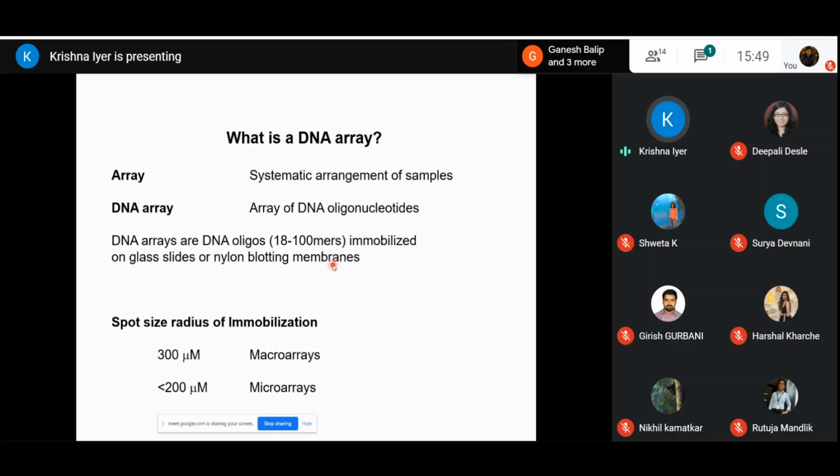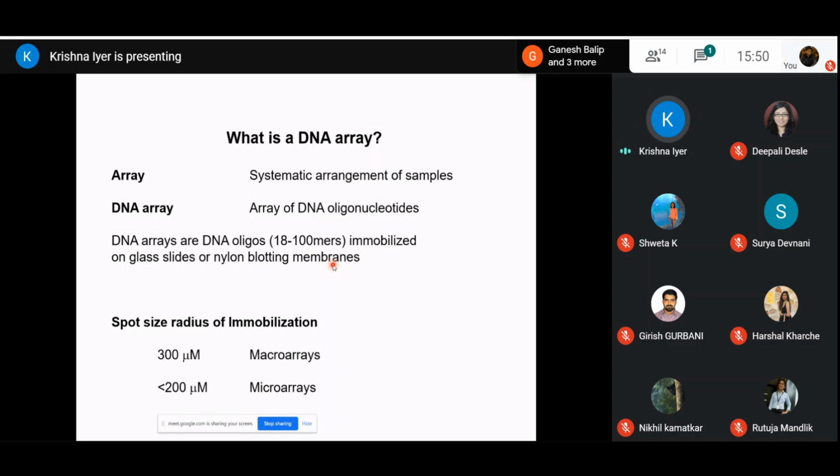Imagine for a second that you have a glass slide, and at different places on the glass slide there is an arrangement of different types of DNA. You would call that a DNA array on a glass slide. Now, whether it is called a macroarray or a microarray depends just on the size of the spot. If you have a spot whose radius is 300 micrometers or more, we call it a macroarray. And if the spot size radius is less than 200 microns, we call it a microarray.